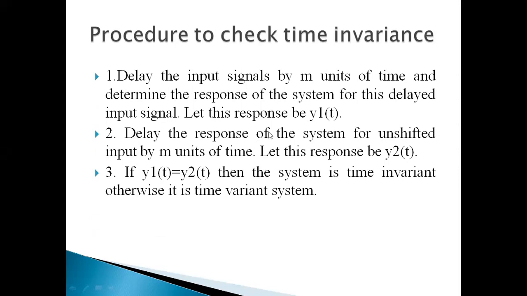Then the second step is we have to delay the response of the system for the unshifted input by m units of time and let this response be y2t. Then next, we have to compare y1t and y2t, and if y1t is equal to y2t, then the system is called a time invariant system. And if y1t is not equal to y2t, then that system will be called a time variant system.